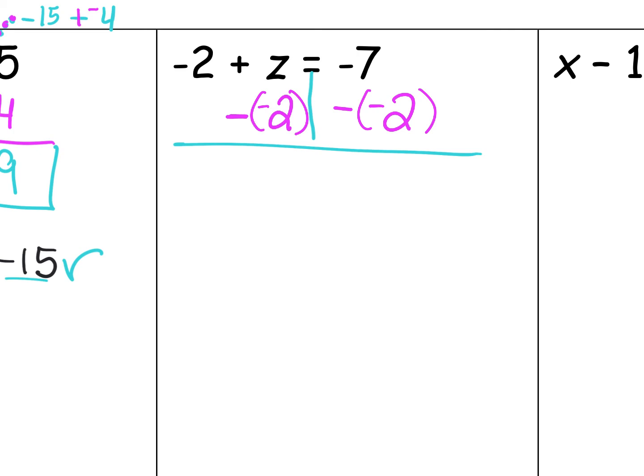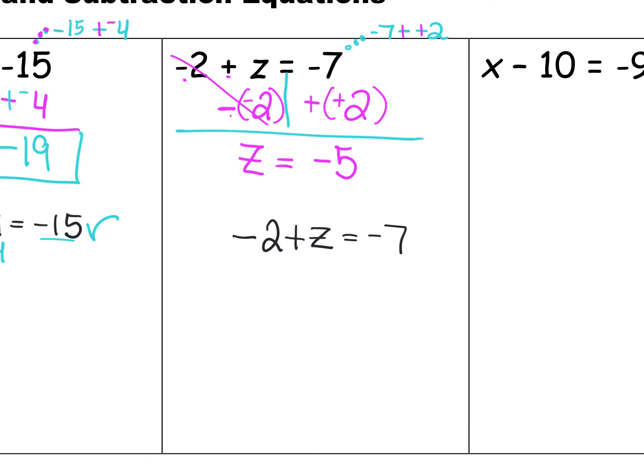Again, if you want, you could jot that up here, kind of think about it horizontally, it would look like this: -7, and we're subtracting a -2. Our keep, change, we're going to keep -7, change minus to add, and change -2 to +2. So here we're adding a -2 or subtracting a -2. Those cancel and we're left with z. On the right side, -7 plus 2 gives us a -5.